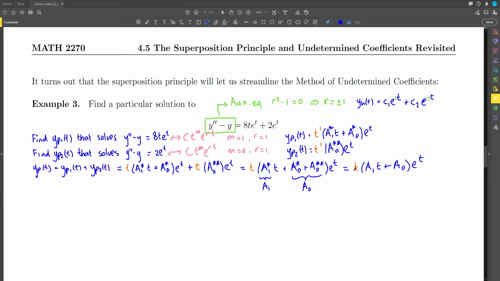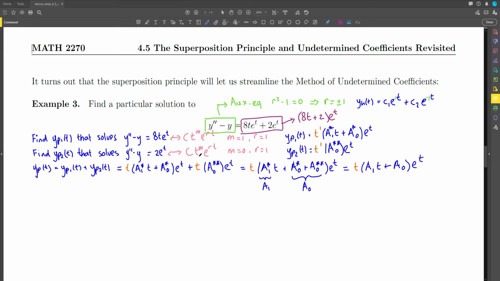So now let's see what we did there. We had our differential equation here, and the right-hand side, let me rewrite that. Note that I can rewrite the right-hand side as 8t plus 2 times e to the power t.